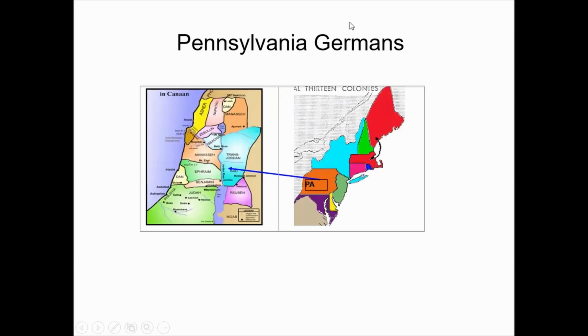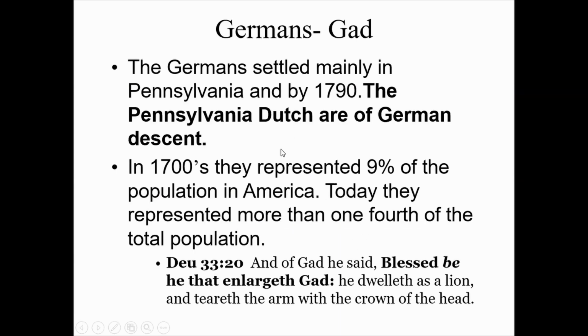Now, here's Pennsylvania. You always hear about the Pennsylvania Germans. The Germans came into the area of Pennsylvania. Those would have been the tribe of Gad. Gad, you see, is lining itself up down here. So you have this whole area, which is representing Gad. All right, and that would be Pennsylvania Dutch. Now, that would be the tribe of Gad.